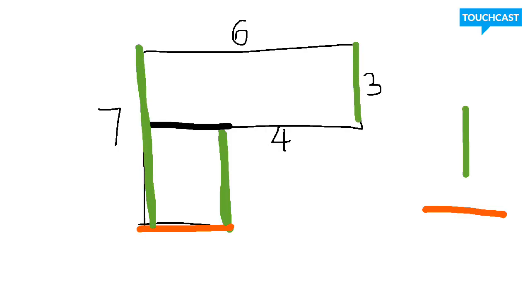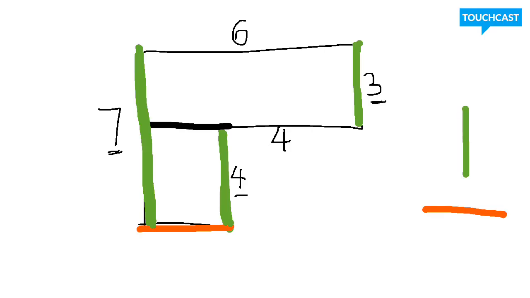This side is 3. So if the longer side is 7 and the shorter side is 3, what is the length of this side? Well, it's just 4. 7 right here minus 3 is 4. So the length of this side is 4. Another way to think about this is 3 plus 4 is 7.